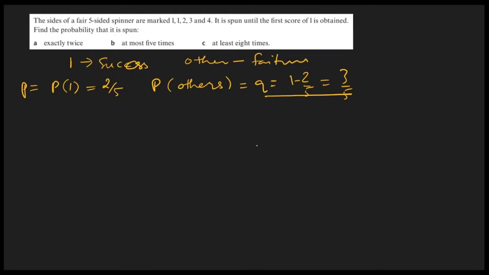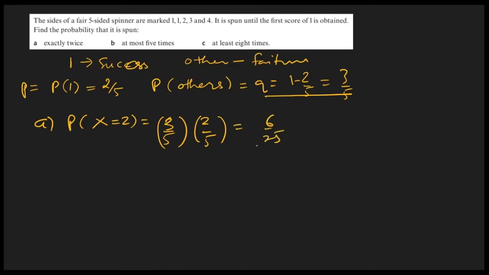That means first, let's say A part, the probability that, let's give it an alphabet, x equal to 2. Exactly twice means P(x equal to 2). It means we failed once, which is 3/5, and then we got a success, 2/5. So the answer will be 3 times 2, 6 over 25.